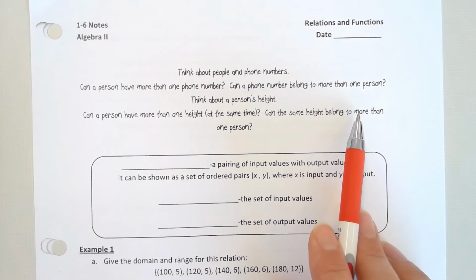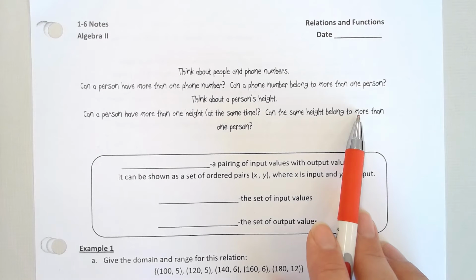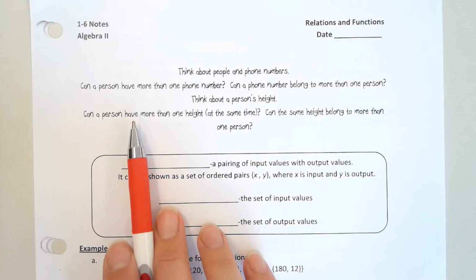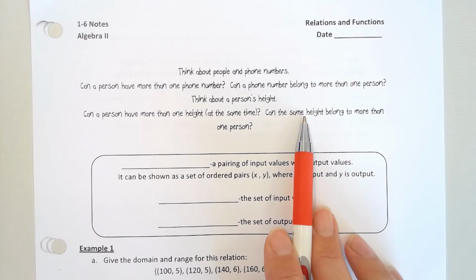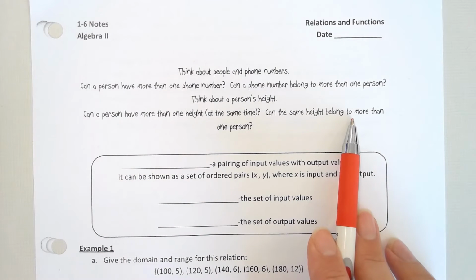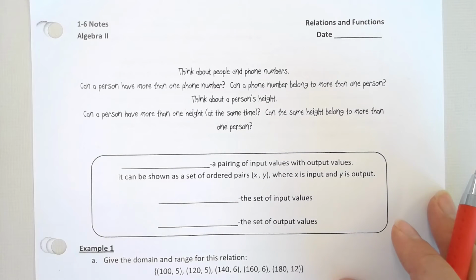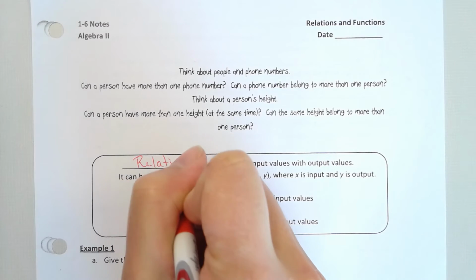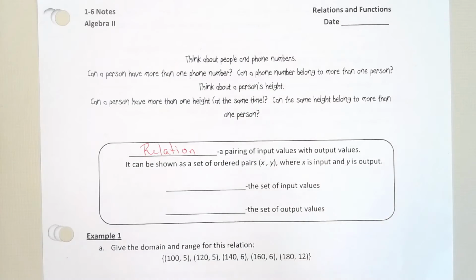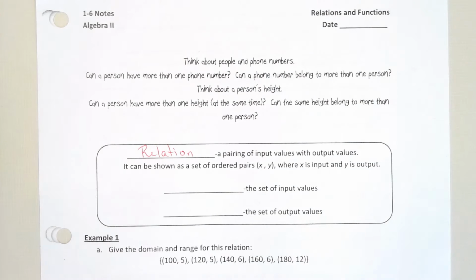Can the same height belong to more than one person? Yes, I can be in the room with several other people who are also 5'7". So here is an idea where one person will only have one outcome for height, and a height can have multiple outcomes matching with the different people. So this all brings us to the idea of talking about a relation. A relation is a pairing of input and output values.